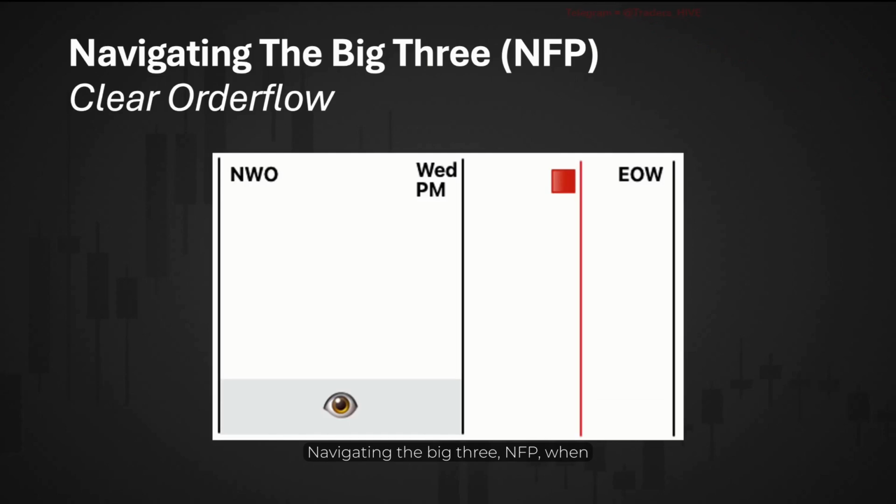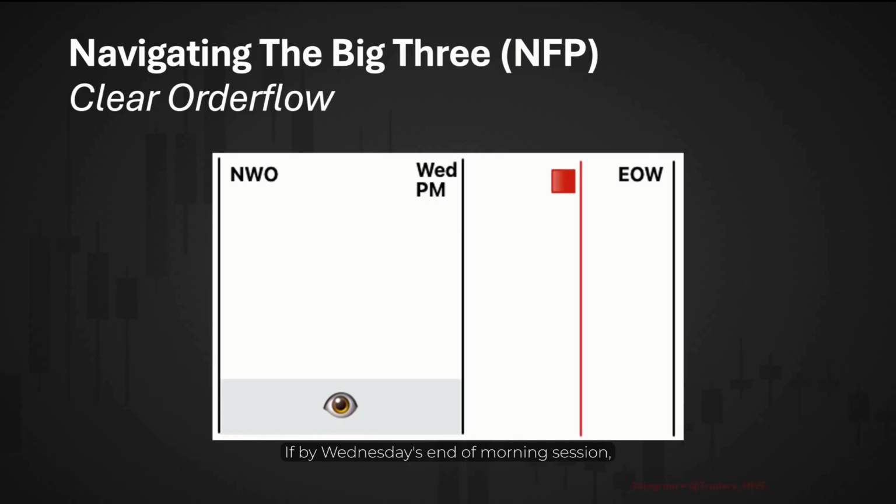Navigating the big three: NFP. When there's clear order flow present during an NFP week, our focus is on the following. Notice that NFP is always on Friday of this week. Therefore, you can see that it's right here near the end of this week. Our focus is on the time between the new week open and the Wednesday afternoon session. Meaning, we will be looking to position ourselves in advance of Wednesday's afternoon session. That means our focus is on Monday until the end of Wednesday's morning session.